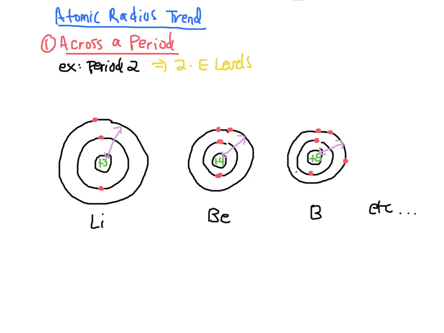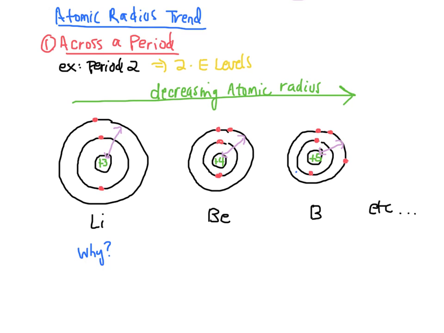And there's a reason for that, and you need to know the reason. The reason is the number of protons in the nucleus. You'll notice that lithium has 3 protons in its nucleus, beryllium has 4, and boron has 5. They all have the same number of energy levels, and they also have the same number of core electrons. They each have 2 electrons in the core. So the number of valence electrons doesn't really matter because those valence electrons are not blocking each other from the nucleus.